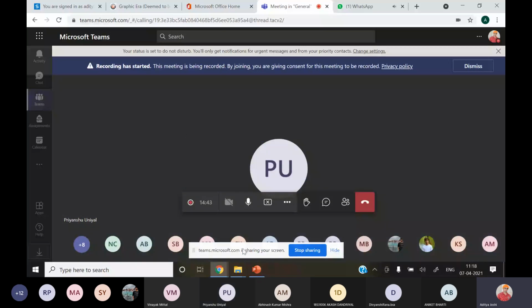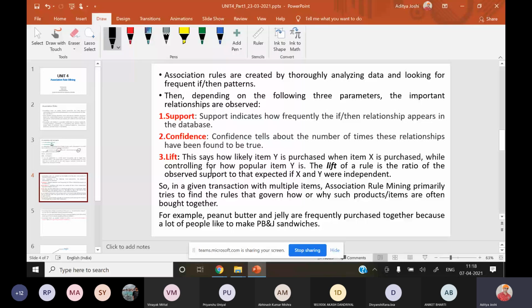Okay. So support is how frequently the if-then relationship appears in the database, means the popularity of any items in the database. Means bread is popular in the database, or milk is popular, or butter is popular. So it is the frequency of the if-then relationship that appears in the database. Now, second is confidence. It tells you how many number of times these relationships are found true. Means bread goes with butter, how much confident are you in this statement? If the confidence percentage is 100%, then the rule is exact.